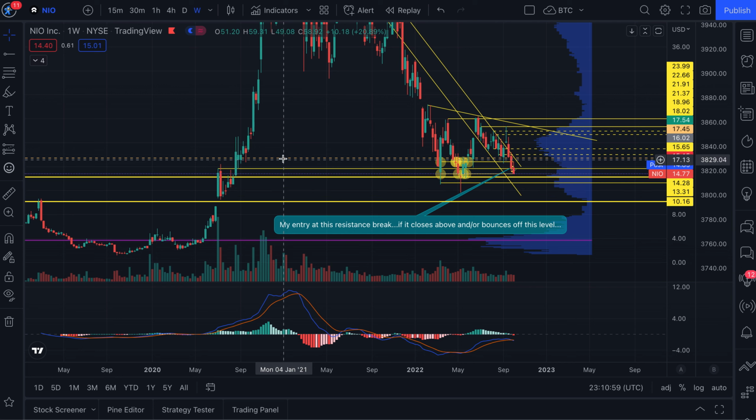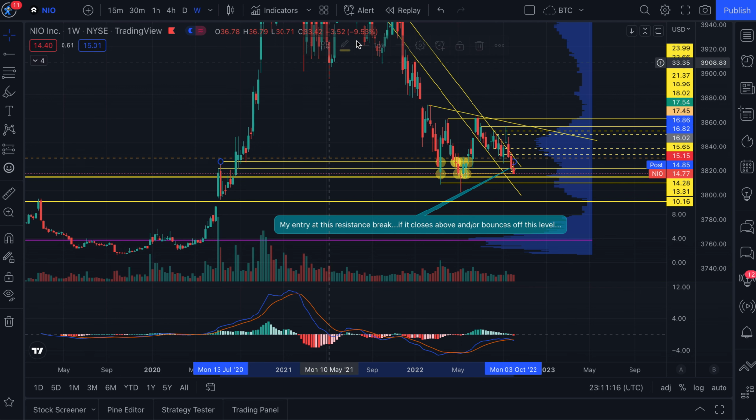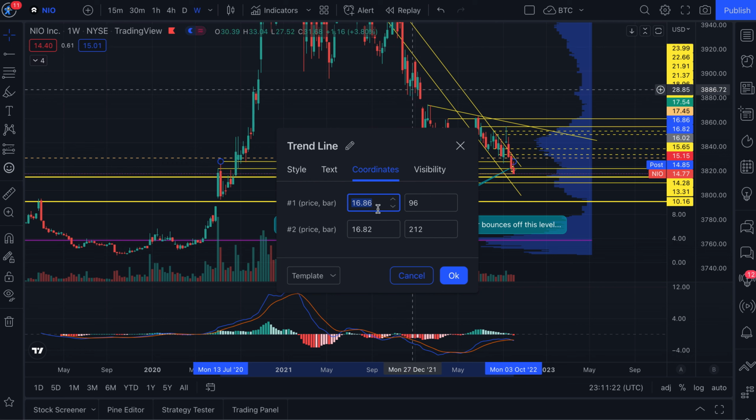And since we're looking at these levels, I happen to see this one that goes all the way back. Look at this guy. The one we just put in, which is that line right there, which is at 1680. You can actually bring that guy all the way back. And 1686. Let's move that up to 1686.